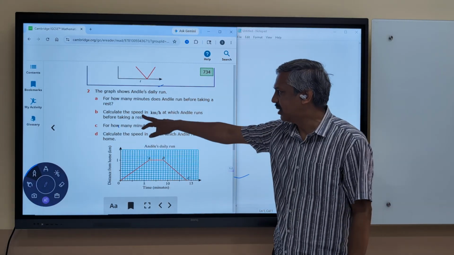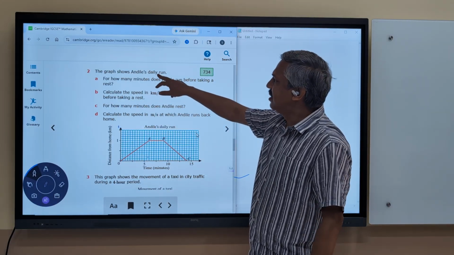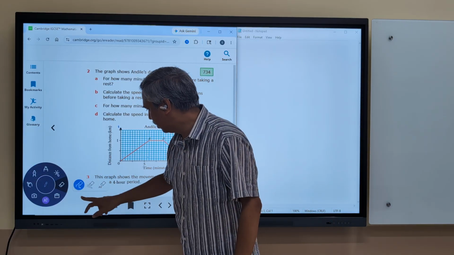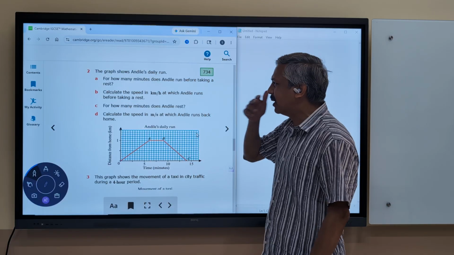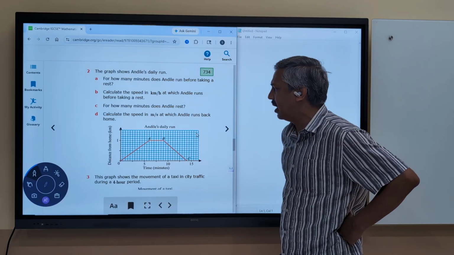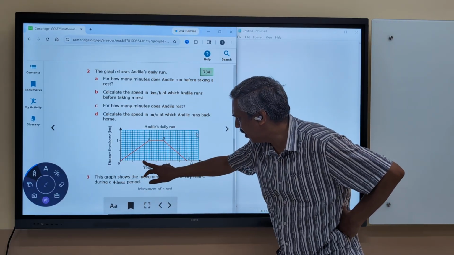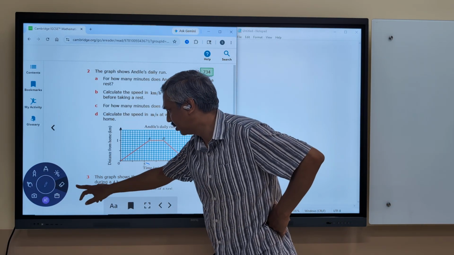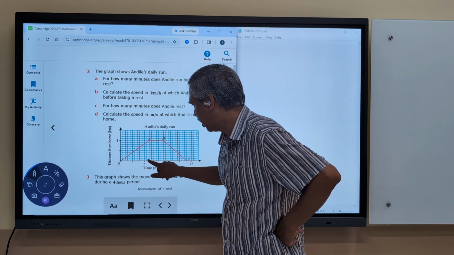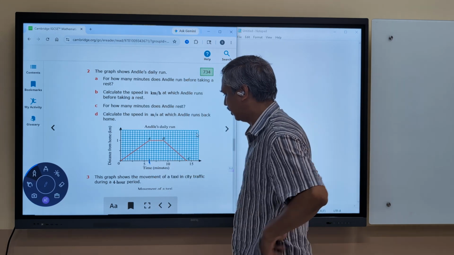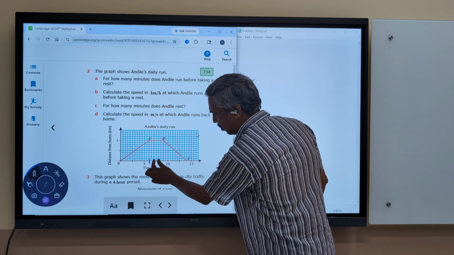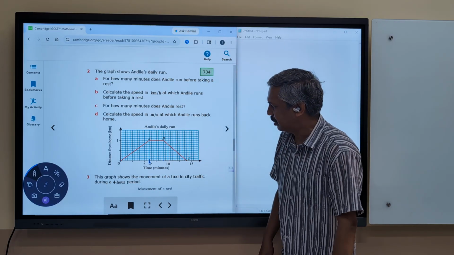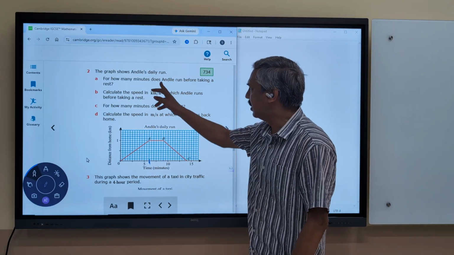The graph shows Anjali's daily run. For how many minutes does Anjali run before taking a rest? Five minutes, six minutes. Here she stops. 1, 2, 3, 4, 5. Six minutes is the time when she stops. So she is running for 6 minutes, then she stops.